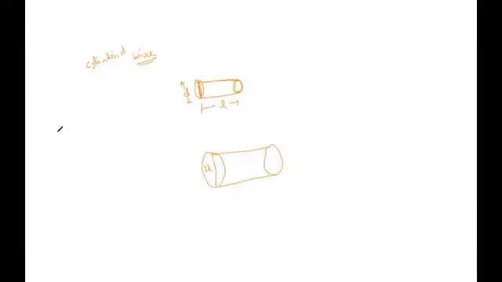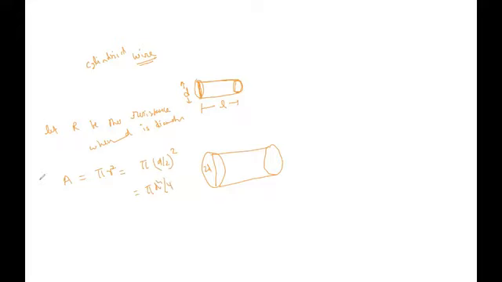You will start like this: let R be the resistance when the diameter is d. In the first case, what is the area when the diameter is d? It is pi r square, that means pi (d by 2) whole square, that means pi d square by 4. This is clear?